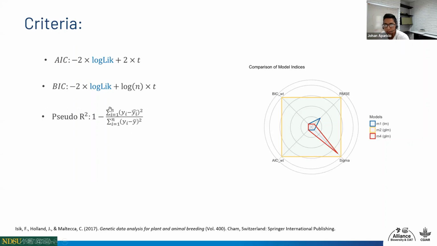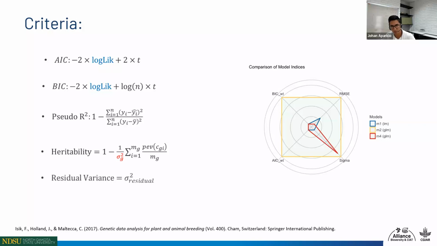There are different criteria to compare: AIC, BIC, pseudo R-square can be used. The heritability, as I mentioned before, can also be used to compare. If we are able to reduce the error, probably we are going to be able to increase the heritability for that trait. And we can also use the residual variance because in all these models, we try to reduce the residual variance, to have less error. In that way, we are able to compare different models and see which one can be better.